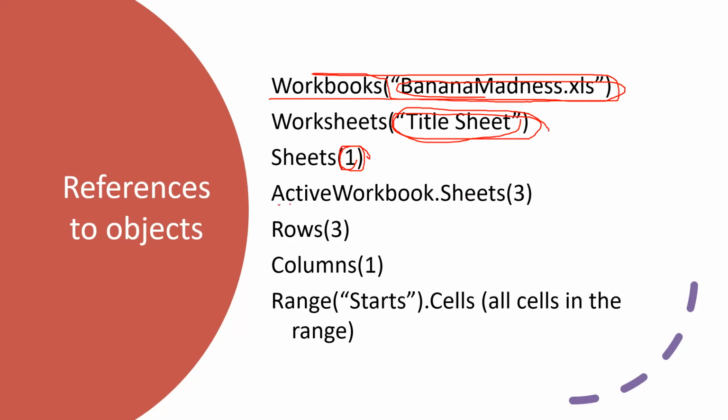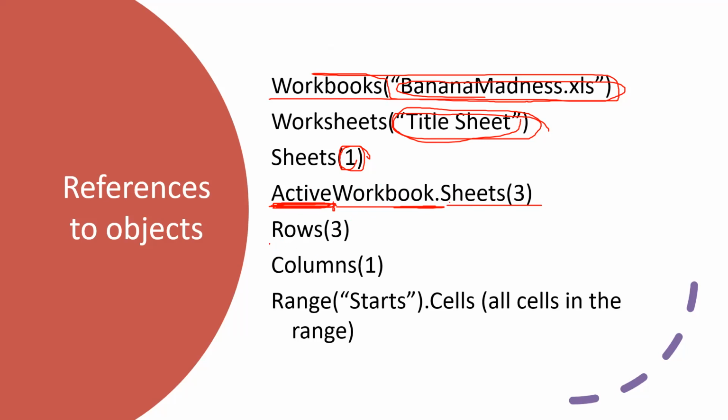The word active is very important. I will explain again later when we do examples. Always when we use active, it refers to an object. It can be a workbook, a specific workbook, sheet 3, or maybe.